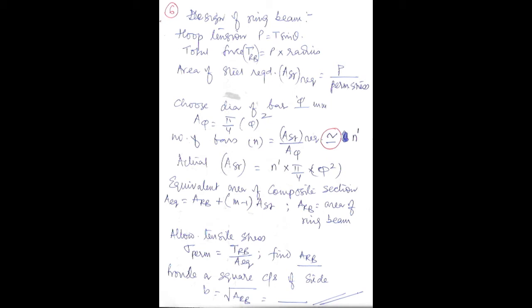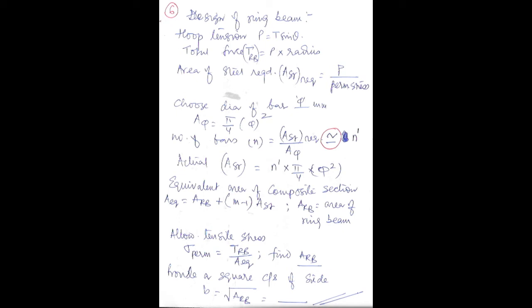Actually we are getting it after approximating. Sometimes we get the value as 6.54, so we assume it as 7, correct? So that value is N dash, that is, after converting it into a whole number, that number is called N dash. Now again we have to find, with that revised value, what is the actual area coming? So actual AST is N dash into pi by 4 into phi square, whatever diameter you have provided.